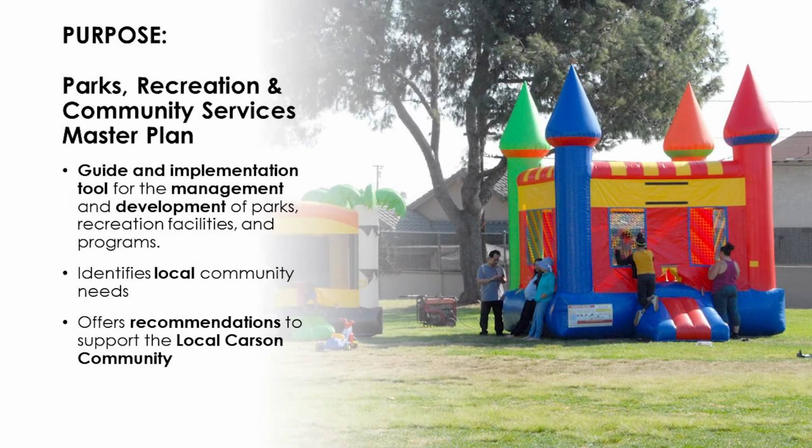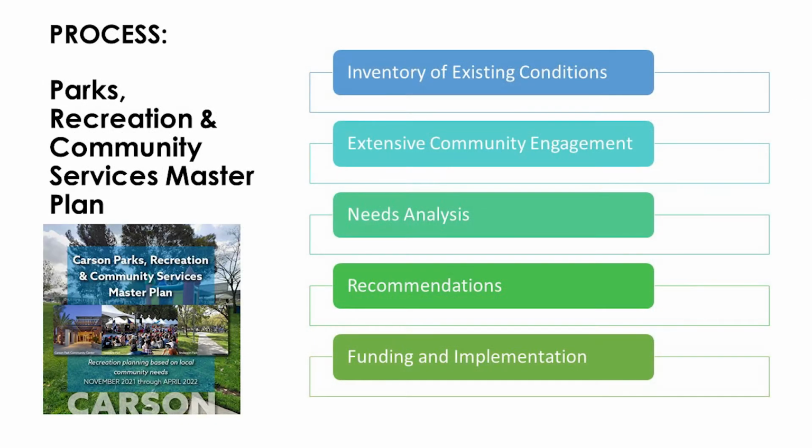The purpose of the Recreation and Community Services Master Plan is to provide a guide and an implementation tool for the management and development of parks and recreation facilities over the next 5, 10, and 15 years in the future. The document that we're developing is based on local community needs and information provided throughout our workshop series that we hear from the community. The process is broken down into 5 steps.